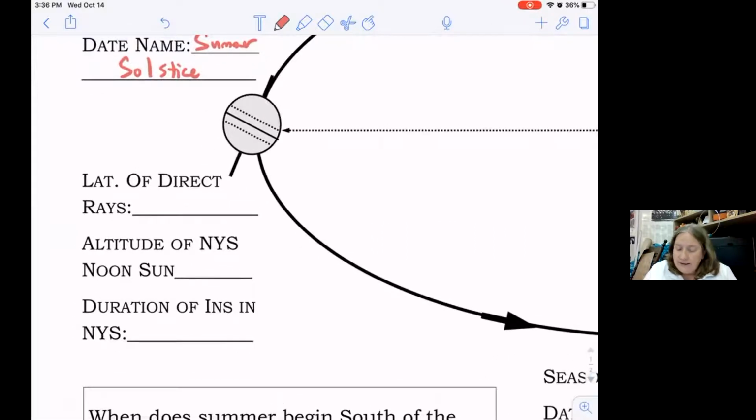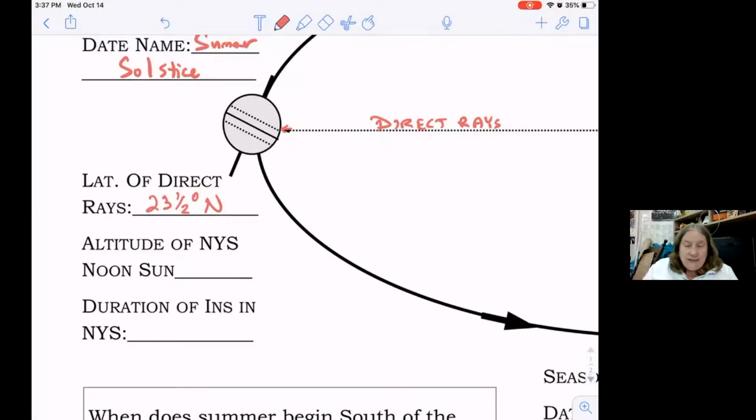The latitude, the direct rays. So this line right here represents the direct rays of the sun. Remember, direct rays means that the sunlight is coming straight down on you. So the direct rays of the sun are actually hitting this latitude line right here, and that latitude line happens to be 23½ degrees north because it's that same magic number as the tilt of the Earth. You need to know the tilt of the Earth is 23½ degrees, and the direct rays of the sun are at 23½ degrees north on the summer solstice. That 23½ degrees north, by the way, is called the Tropic of Cancer.